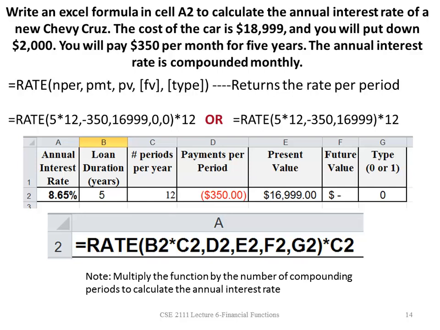Again, on the right side, I've left out the comma 0, because if there are zeros at the end of the argument list, we do not have to include them. At the bottom, I have the cell references that I've plugged in, which is always the best way to complete this. And then we get our annual interest rate.